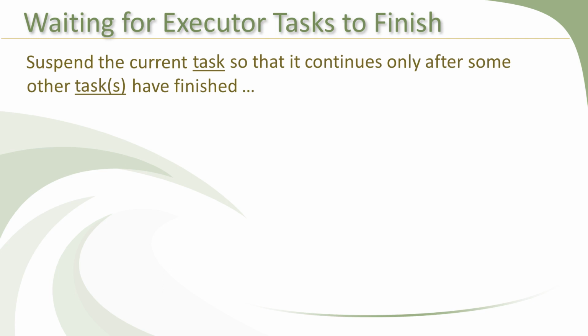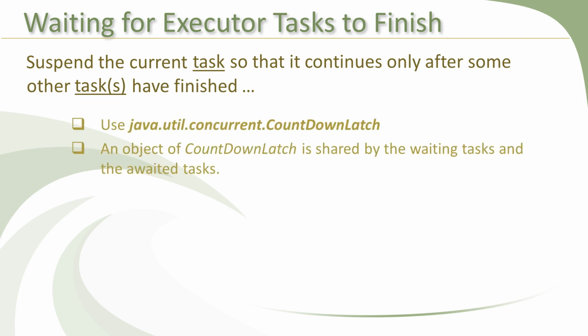Now, in the previous tutorial, we had seen that the thread class provides a method called join for this purpose in the normal threads API. In the Executors API, however, the creators of Java have devoted a full-fledged independent class called CountDownLatch for this purpose. The waiting tasks and the awaited tasks synchronize on an object of CountDownLatch. As the name specifies, there is a countdown involved. While instantiating this class, you have to specify an initial count that should be greater than 0.